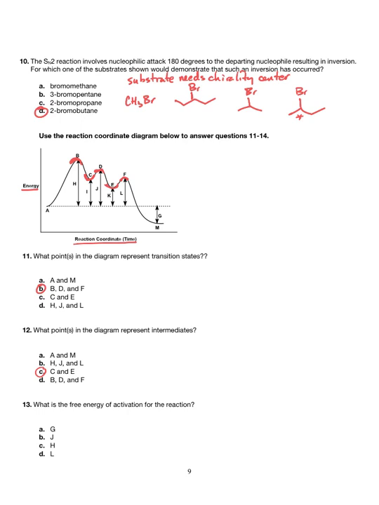13 says, what is the free energy activation of the reaction? So again, that's the energy of activation is from your starting point, this line, to the highest point. So that's going to be to point B, which has to proceed through energy H. So our answer here is C.